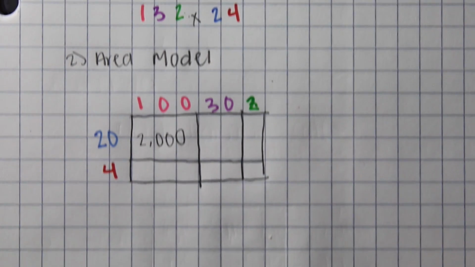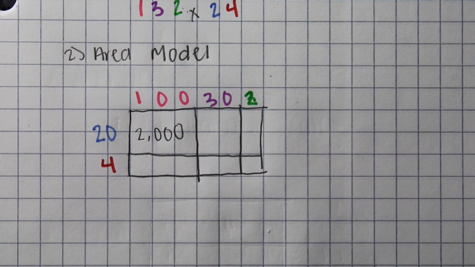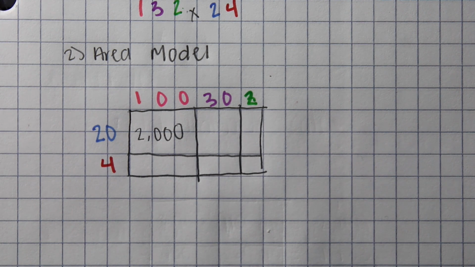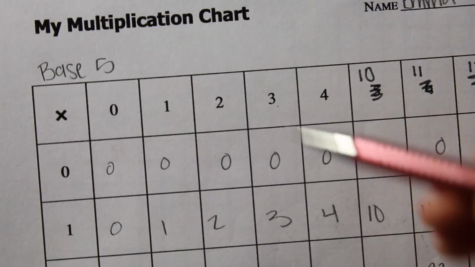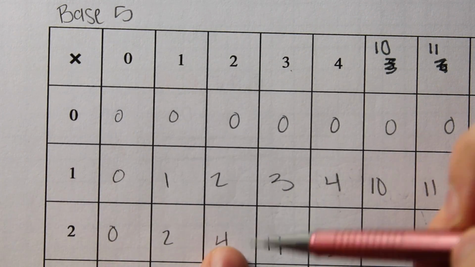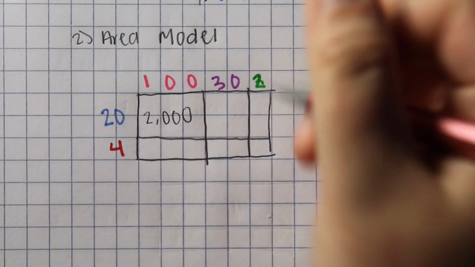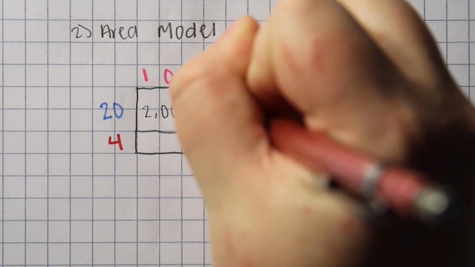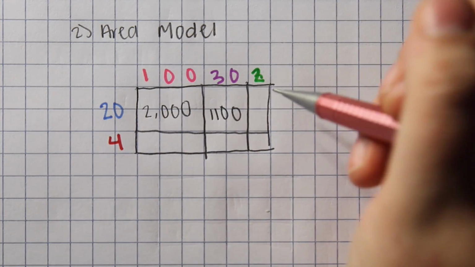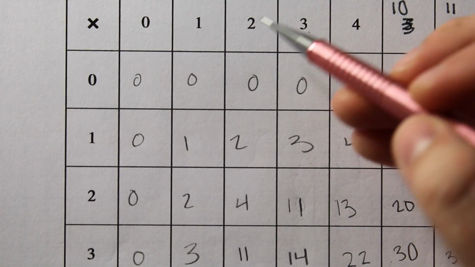So the next step would be doing the 30 times 20. So I'm going to go ahead and bring out my multiplication chart for base 5. We're going to do 3 times 2 first. So when we find the box that aligns with the 3 and the 2 in the multiplication chart, we find our answer to be 11. And so we're going to go ahead and put our answer as 1100, again referring to why we can do those 2 zeros after.